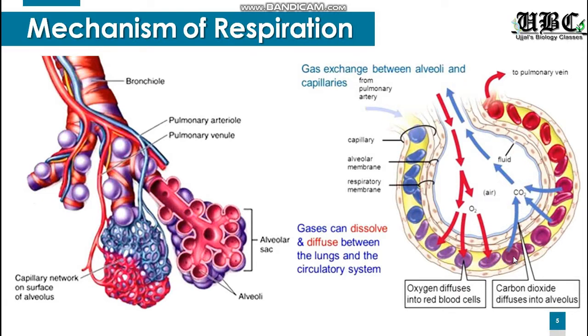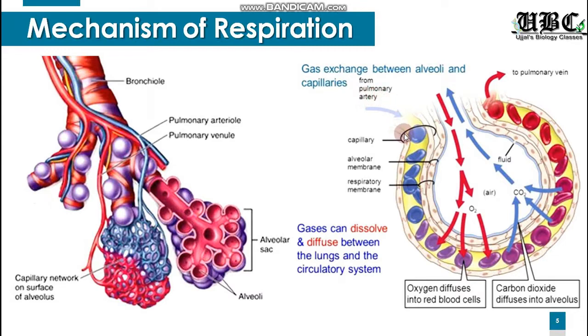Now this is the blood vessel, generally the capillary, which surrounds each alveolus. This is the capillary which is entering. This is the capillary membrane. And what do we mean by the respiratory membrane? Both the alveolar membrane as well as the capillary membrane are termed together as the respiratory membrane.